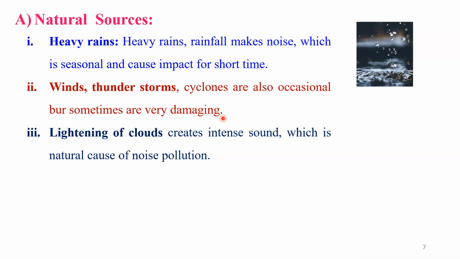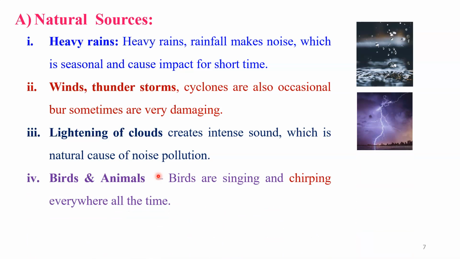Then the third one is lightning of the clouds. It creates an intense sound, which is a natural cause of noise pollution. Especially we observe these sources during the rainy season, when stormy winds blow and heavy rains fall. During the cyclone period, we observe this type of cause that is responsible for noise pollution.